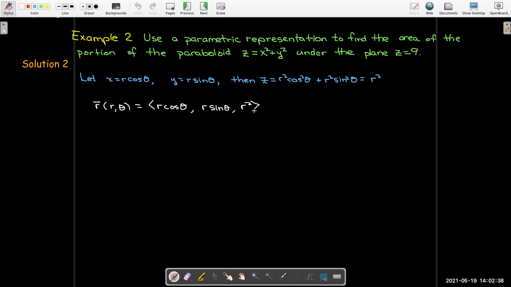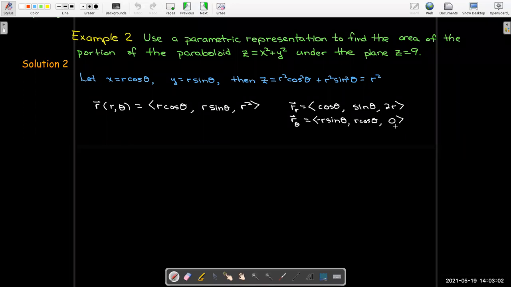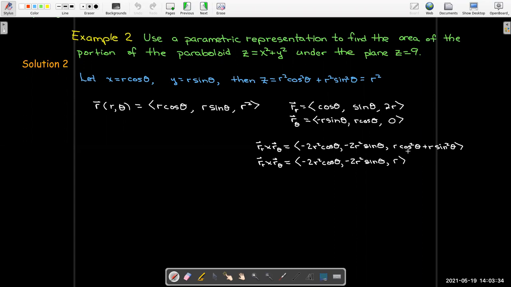So I could continue the analysis, take the partial derivative of the vector r with respect to the parameter r, and I'll get cosine theta, sine theta, and 2r. Take the partial derivative with respect to theta, I'll get minus r sine theta, r cosine theta, and 0. Now form my cross product. So just put my i, j, and k with their hats above their respective columns. Use my memory aid, and I find that the cross product has components negative 2 r squared cosine theta, negative 2 r squared sine theta, and r cosine squared theta plus r sine squared theta. So that I can simplify. That's just going to be r.